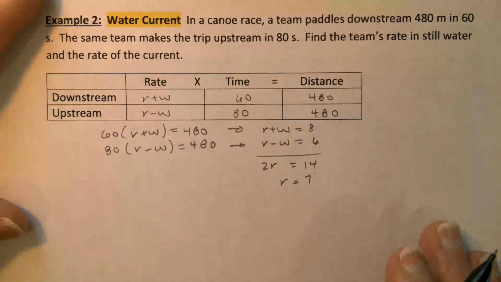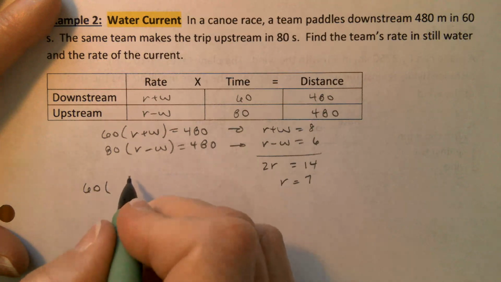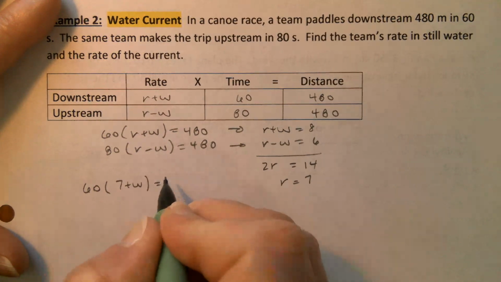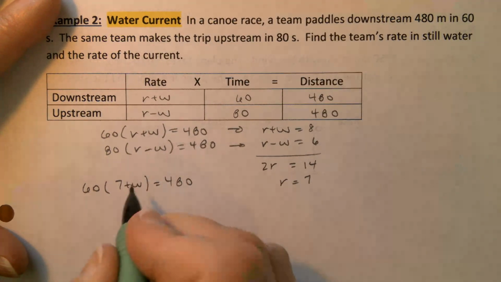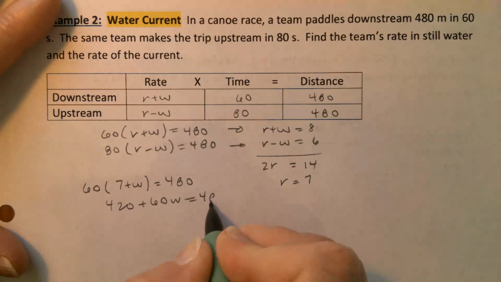All right, and if I just plug it into the first one: 60 times 7 plus W equals 480. So 60 times 7 is 420, plus 60W equals 480.